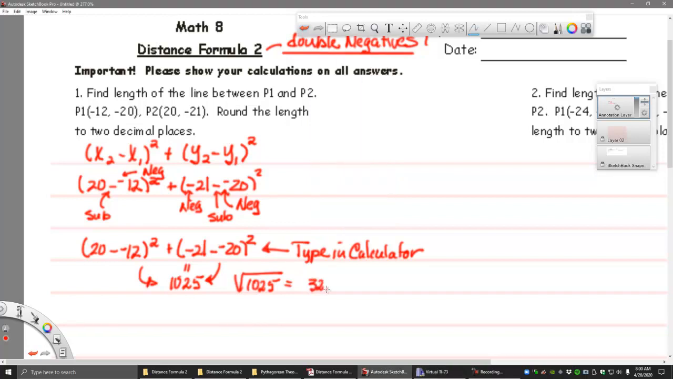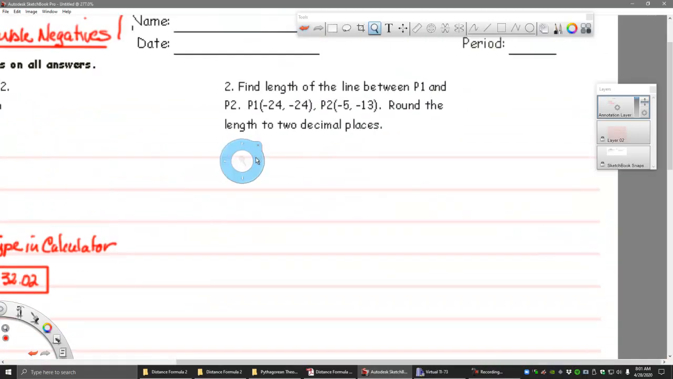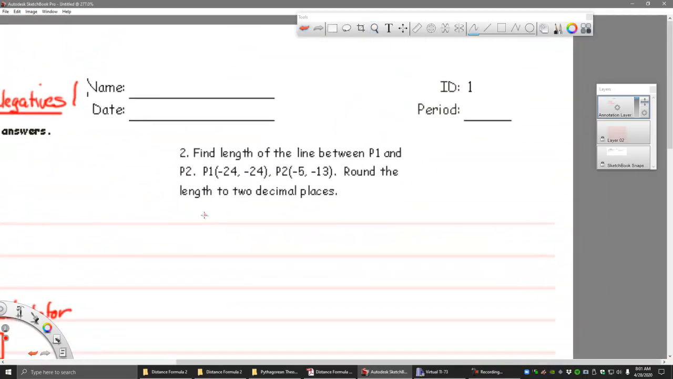So 32.02. Now in School City, I changed the assignments to where it brings down a drop-down menu. If you do not see your answer in that drop-down menu of choices, you've got the wrong answer. You need to go back and try it again. Okay, let's do number 2.